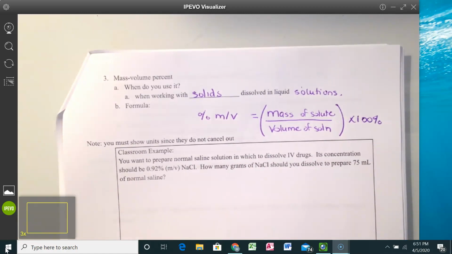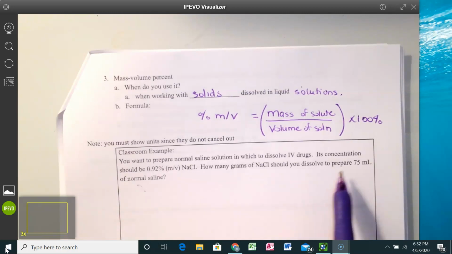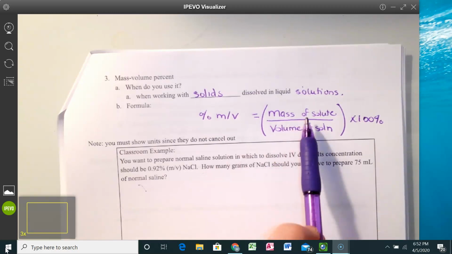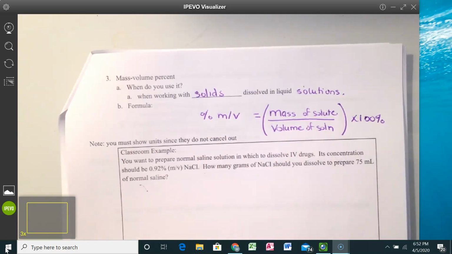So we can go through a class example of this one as well. It says that you want to prepare normal saline solution in which to dissolve IV drugs. Its concentration should be 0.92 mass volume sodium chloride. How many grams of sodium chloride should you dissolve to prepare 75 milliliters of normal saline? So my saline solution is 75 mils. We're trying to figure out our mass of our solute in this case. So I'm looking for this mass of solute.